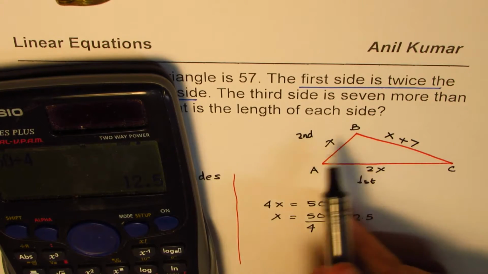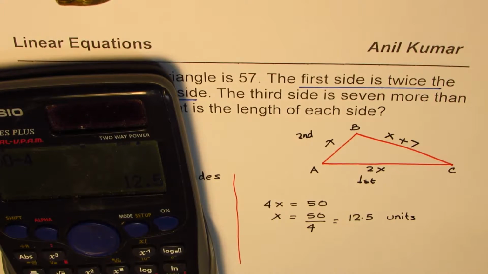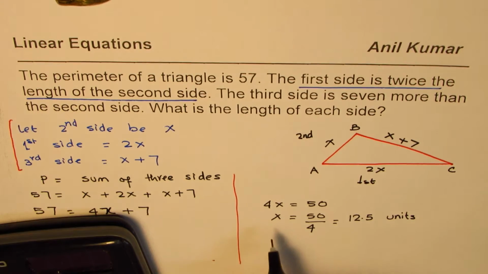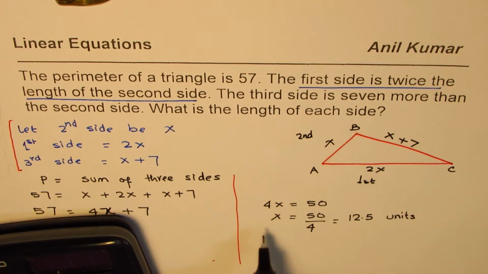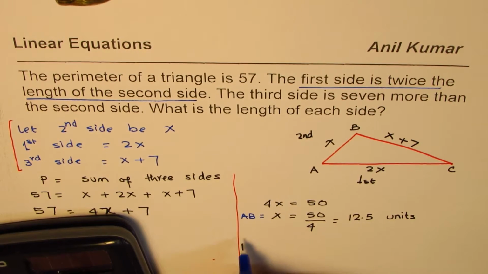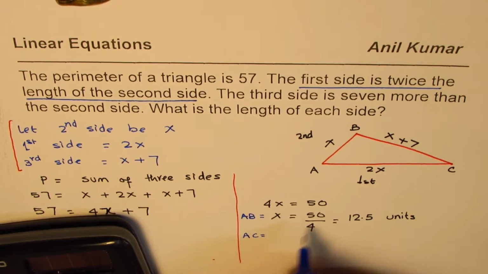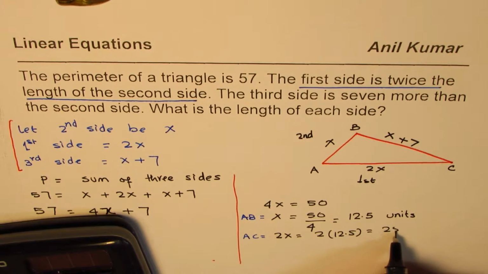12.5. Now if you are not given units, you can just write units. It could be centimeters, meters, whatever. Now you know one side is x. Find the length of each side. So the second side AB is x, which is 12.5. How about the other one? Now how about AC? AC is the first side. It is 2 times x, that means 2 times 12.5, which is 25 units. Is that okay?